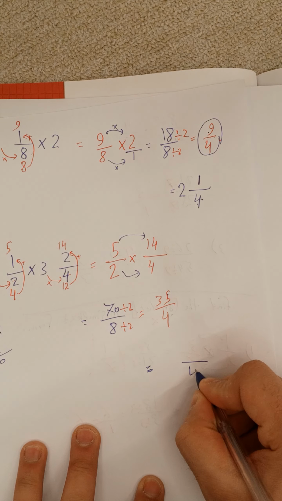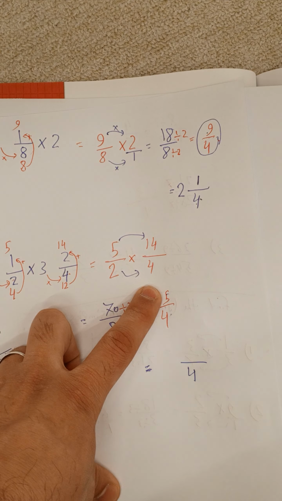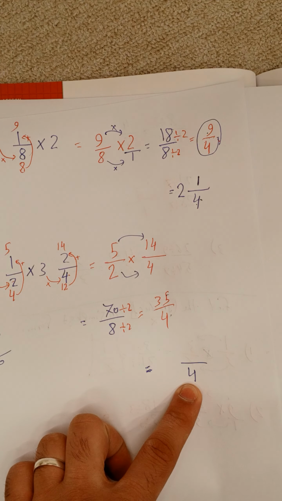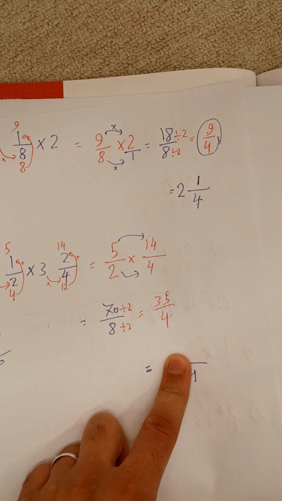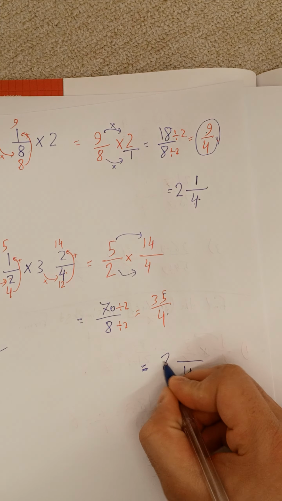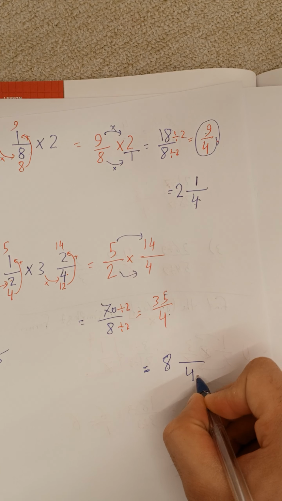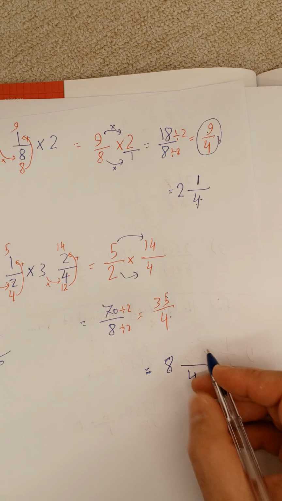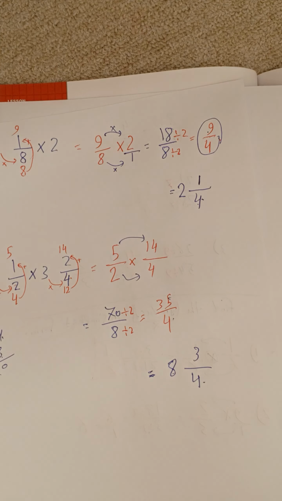The denominator is 4. This one is 35. 4 times what number is very close to 35? 8. 9 is going to be 36. This one is 35. We cannot. So 8 will be the whole number. 8 times 4 is 32. This one is 35. How many numbers left? 3. So it's going to be 8 and 3 over 4.